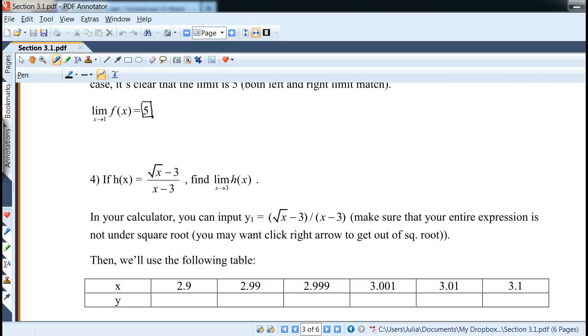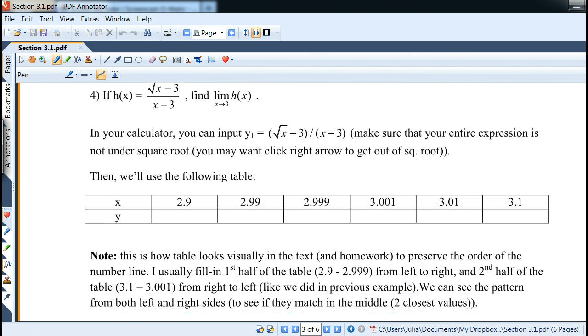And you can do this with other functions. This is how the table looks on the homework, for example. The way I input it is I go back to the table and I overwrite it. So first I go into y equals and put in this function. This is how I inputted it. And then I go back to the table and I put in the first 3 left values: 2.9, 2.99, and 2.999. And then I do it from the right, starting from the furthest right: 3.1, 3.01, and then 3.001.